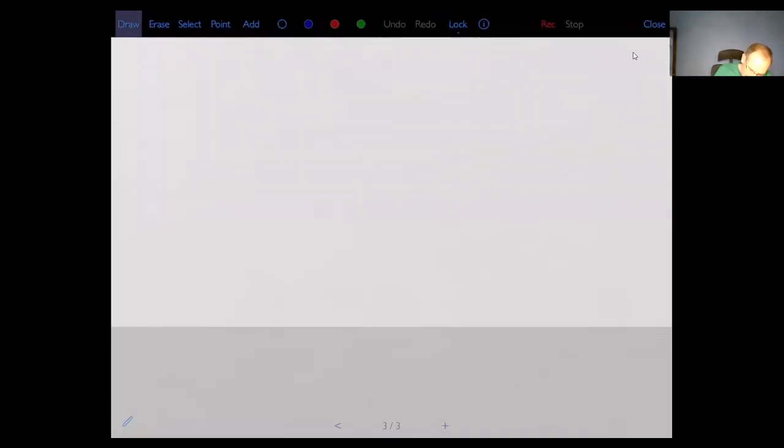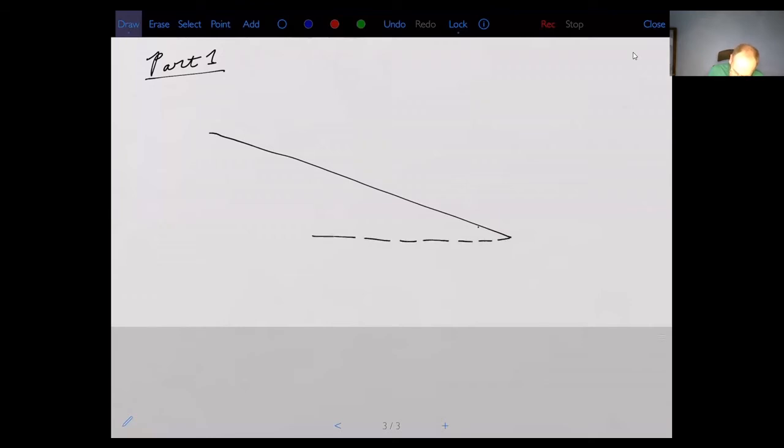Okay, so this is basically part 1. We have the air track, it's on an incline, so something like that. It makes an angle, let's say theta, with the horizontal. And we have this cart, which is on the track.